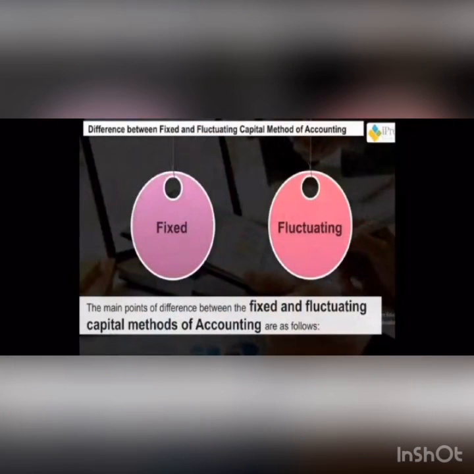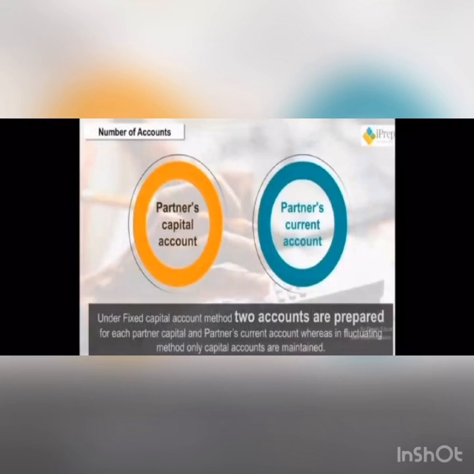Difference between the fixed and fluctuating capital method of accounting. The main points of difference between the fixed and fluctuating capital methods of accounting are as follows. Number of accounts: under the fixed capital method, two accounts are prepared for each partner, the capital account and the current account, whereas in the fluctuating method only capital accounts are maintained.